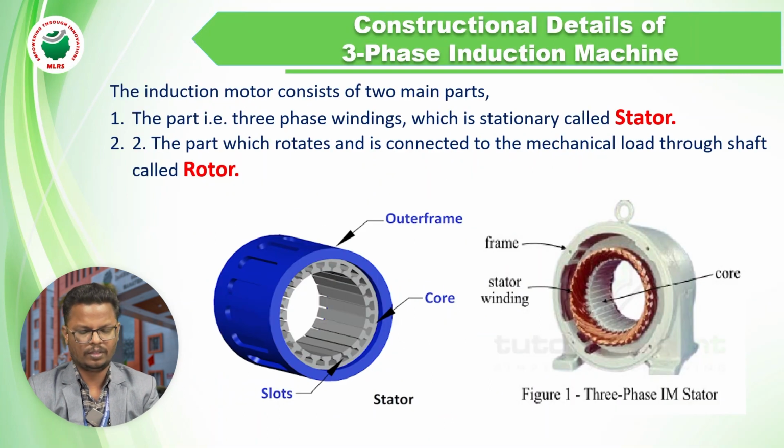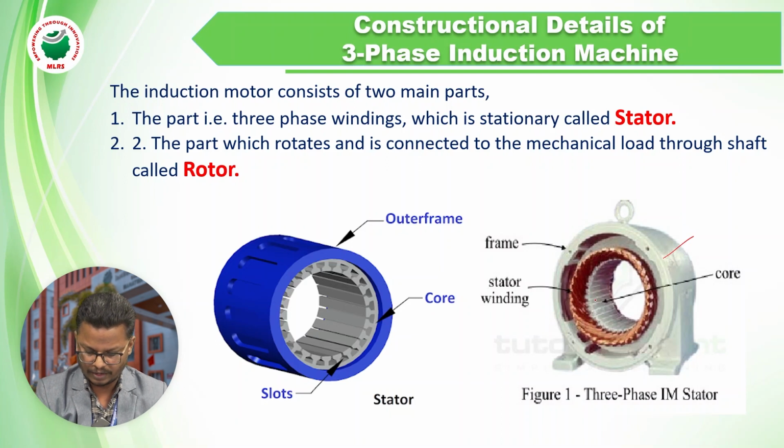Here, if you see, it is divided into two parts. One is the stator part, another is the rotor part. The stator is a stationary part, it does not rotate, and it contains a three-phase winding. The rotor is a rotating part, and it is connected to the mechanical load. This diagram shows the two parts. This is the stator frame, inside we have the stator core, and here we see the winding, which is distributed.